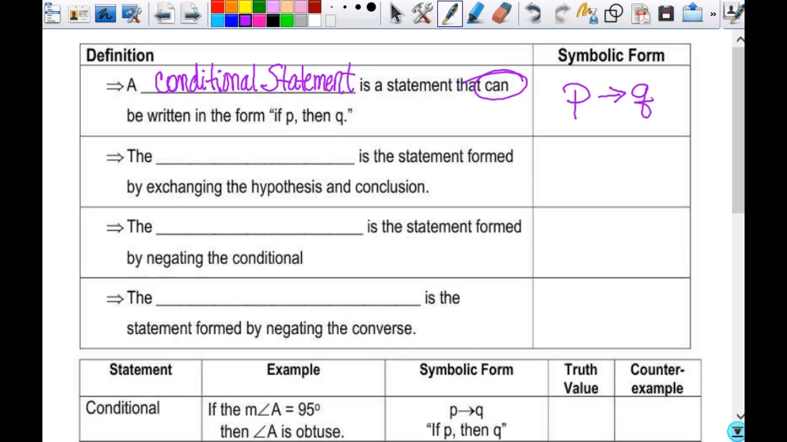We've already talked about this next one. It is the converse. That's when we just reverse things, right? So a converse is formed by exchanging the hypothesis and the conclusion. So it's if Q, then P. Okay, we've already looked at a couple of those because I skipped over this for a little while.